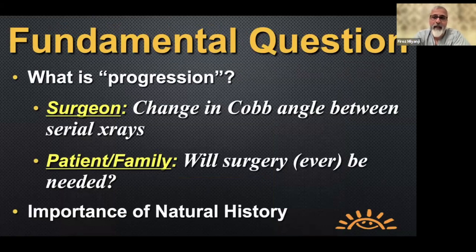Now, the fundamental question, we have this in the chat as well. Somebody asked, how do you define curve progression? That's an excellent question, because as a surgeon, we may say it's a change in Cobb angle between two serial x-rays, 6 months apart, 4 months apart, or whatever your time interval is. And to get outside the measurement error, we'll say anywhere between 5 to 7 degrees.